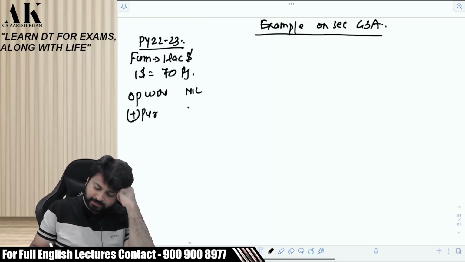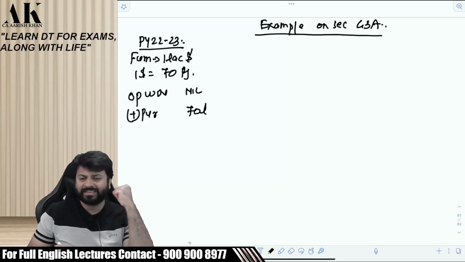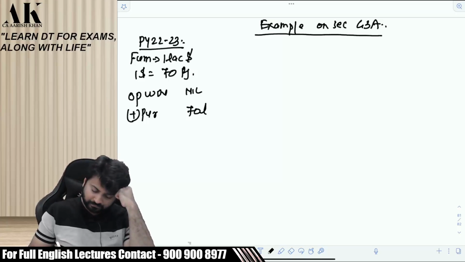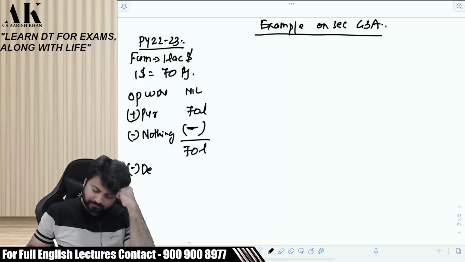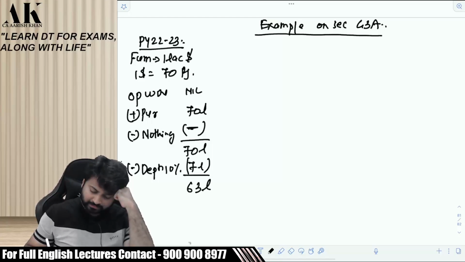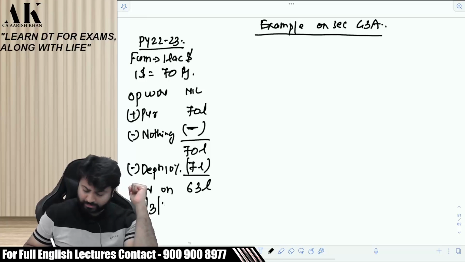Add purchases. Purchases how much? I have to write 70 lakhs, right? And less nothing. This is nil. This is 70 lakhs. Now less depreciation. Say 7 lakh depreciation. This will come to 63 lakhs. WDV on 31st March 2023.